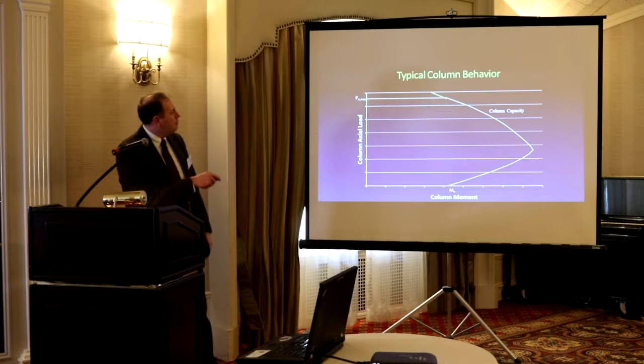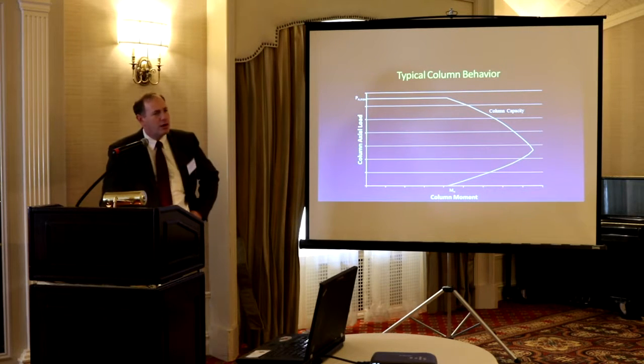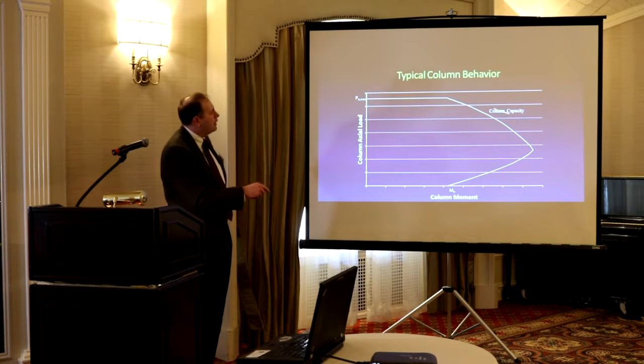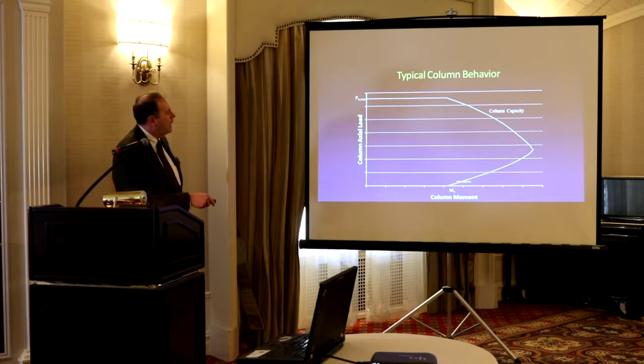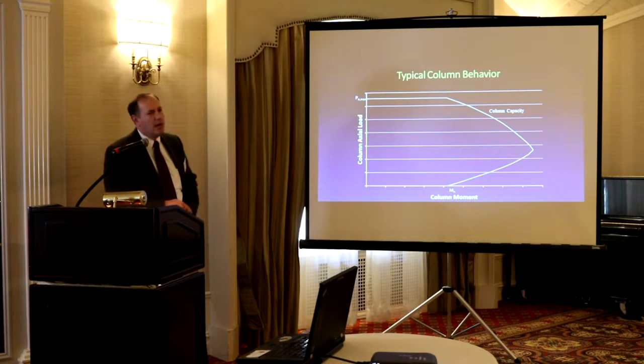But let's look at a typical column behavior. So this is kind of classroom where I'm looking at the axial load on this vertical axis, and I'm looking at how much bending moment is on the horizontal. So typically, in a code type fashion, we develop this interaction curve for the axial load, and this is the column capacity at nominal strength, so what it could actually take.